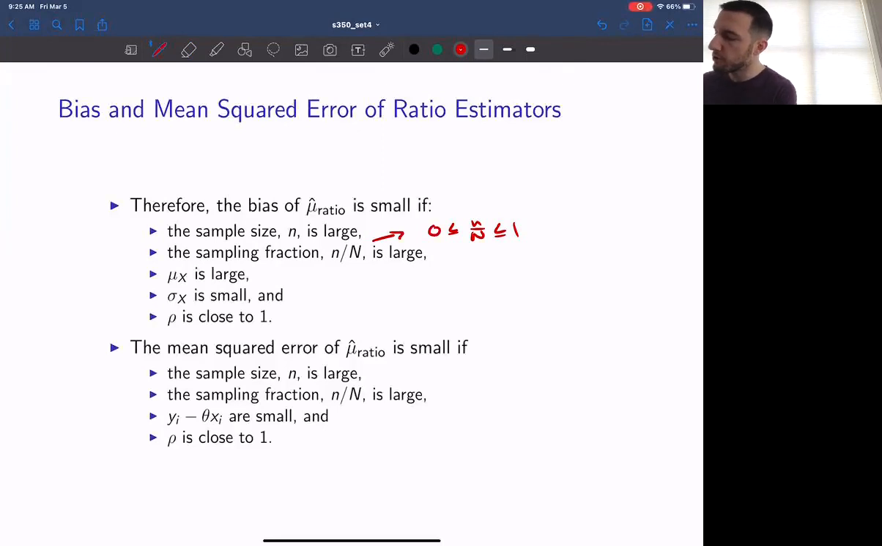Okay, then we can also show that the mean squared error of mu hat ratio is small under similar or expected cases. So again, if n is large, if the sampling fraction is large, and if rho is close to 1. These are expected results. If it's an unbiased estimator, the mean squared error is equal to the variance. So we're basically saying that the variance of the estimator is small if we have a lot of information from the population and we have a strongly correlated auxiliary variable. And we can also show that the mean squared error is going to be small if the deviation of the variable of interest minus the ratio times xi is also small.